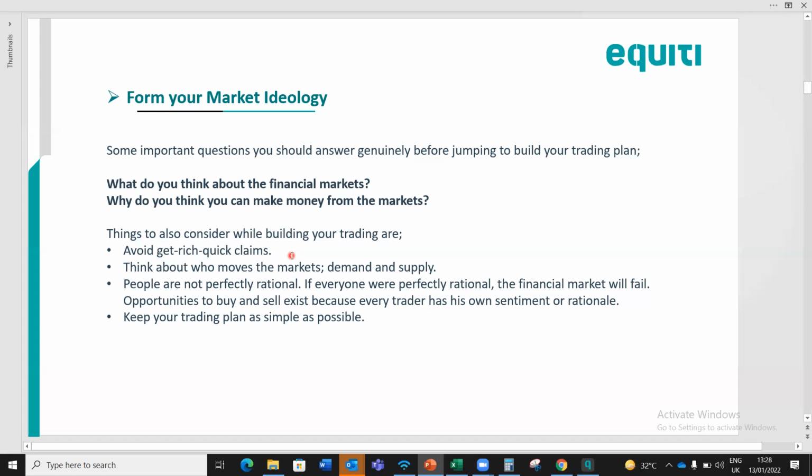So somebody who is trading in the US could be buying an asset, while at the same time you, on your own time frame, are spotting a sell opportunity. So everybody is not rational, and that is why the forex market still exists till today.